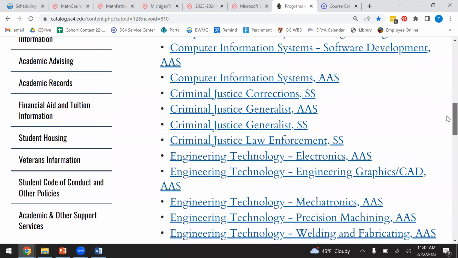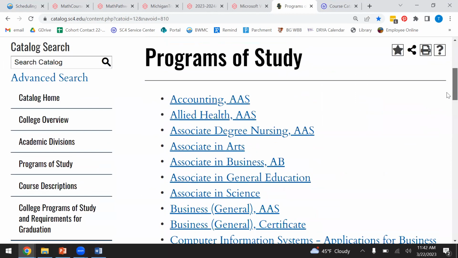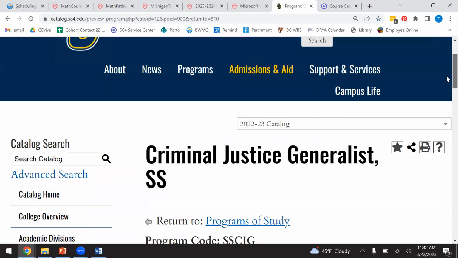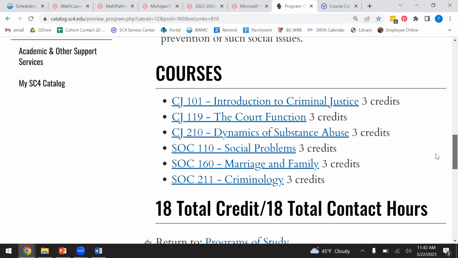And I wanted to point out too, in this list, you can see there's the name of the program and then SS or AAS listed after that. So if you are looking for the actual applied associate degree, you would want to be working on the AAS page. These SS are called skill sets. Those are a shorter list. Like, for example, this criminal justice generalist skill set is just a smaller group of classes that you can complete to get a designation on your transcript that you have completed a skill set.